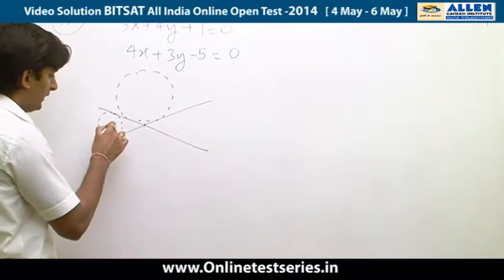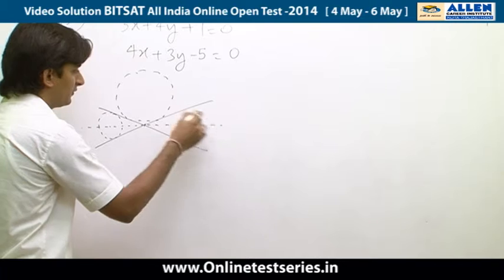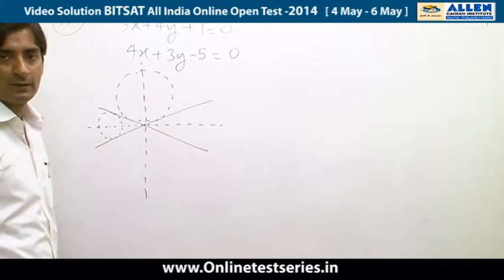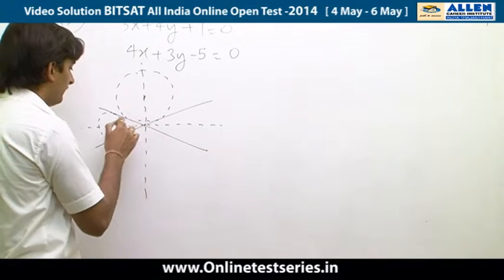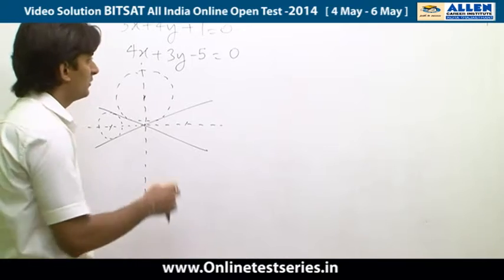Meanwhile, the center of this circle, that locus, should lie upon the angle bisector of these two lines, and this center also will lie on the angle bisector of these two lines. So for finding the locus of the center, we can find the equation of the angle bisectors of these two lines.